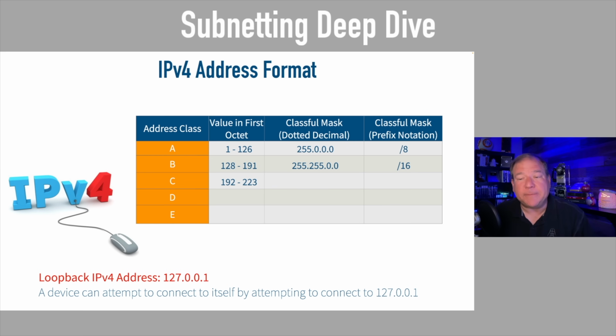Class C networks begin with 192 through 223. They have a 24-bit subnet mask by default. Now, these are the addresses that we would assign to a host or a network device. Only classes A, B, and C. I need you to know, for the real world, for any exams you're going to be taking, the range of values in the first octet and what their default subnet mask is.